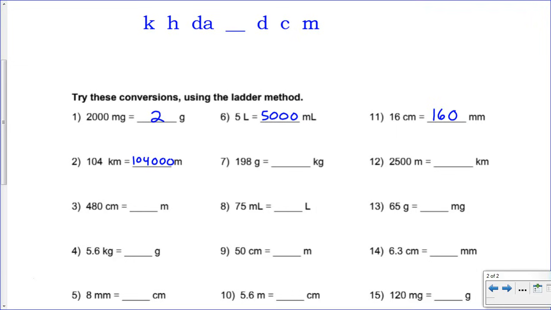For problem 7, 198 grams to kilograms. That's going from the base unit up to kilo, grams up to kilograms. So we're going to move 3 spots over here this time to the left. 198. Decimal point goes there, jumping 3 spots to the left. 1, 2, 3. We end up with 0.198.